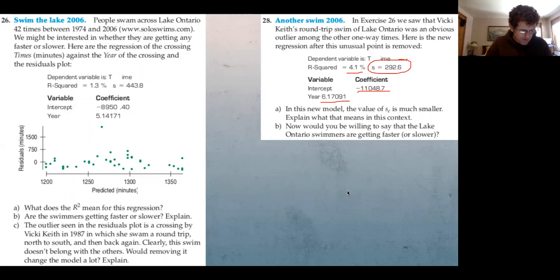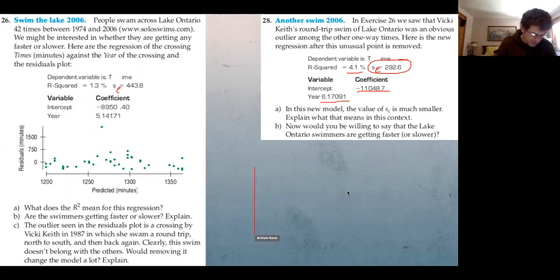Okay, in this new model, the value of S sub E is much smaller. Explain what that means in context. Now that's what I guess we do need to worry about a little bit. S sub E, so I tell you not to worry about it, and I tell you to worry about it. This is something that you learn. This is your standard deviation of your residuals.